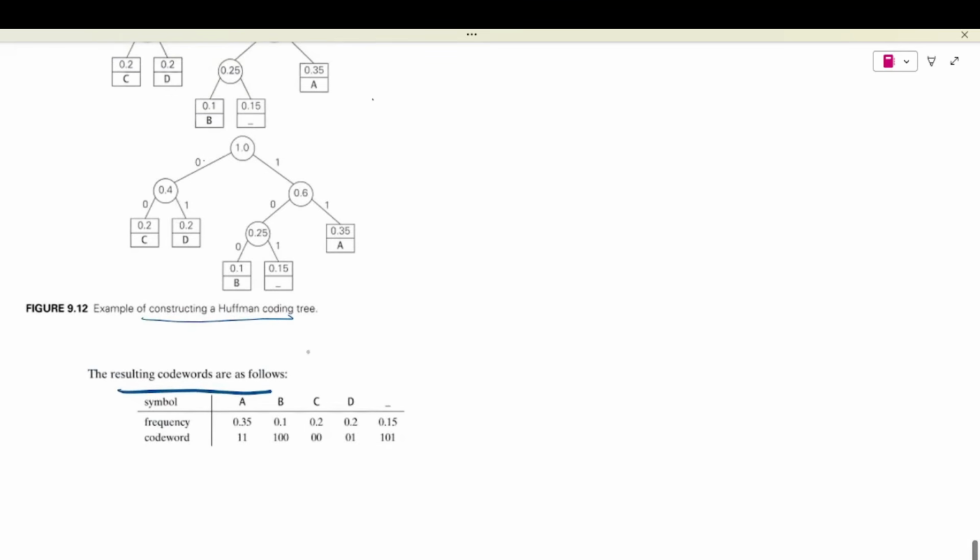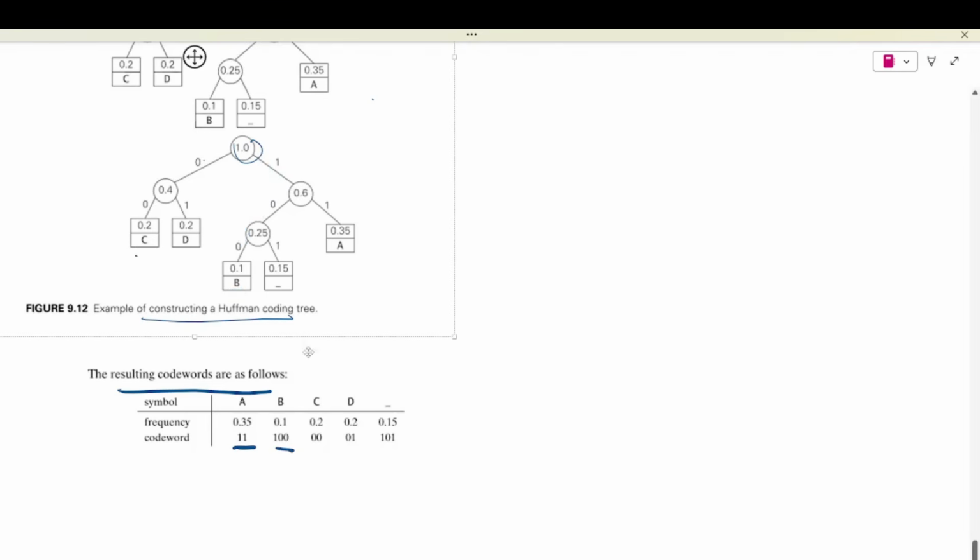Okay, the frequency of A, where is A? Here. Okay, here, that is 1 and 1. So you'll be writing it as 1 1. Now where is B? You check it. B is here. So you have to obtain from the root node, that means 1 0 0. 1 0 0 you'll be writing.